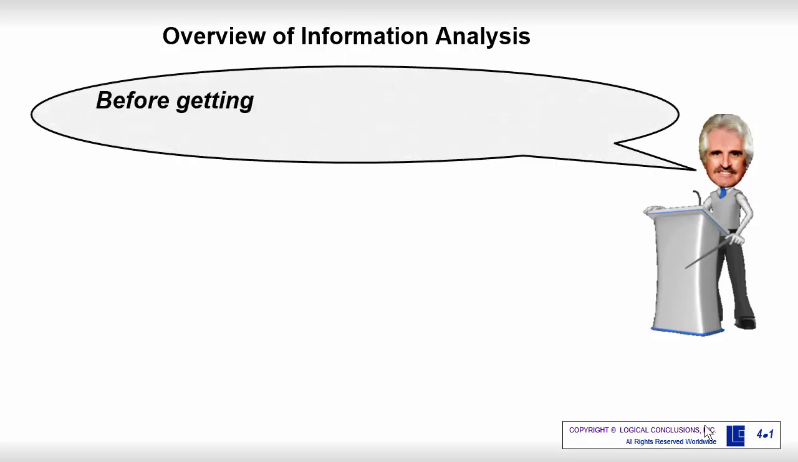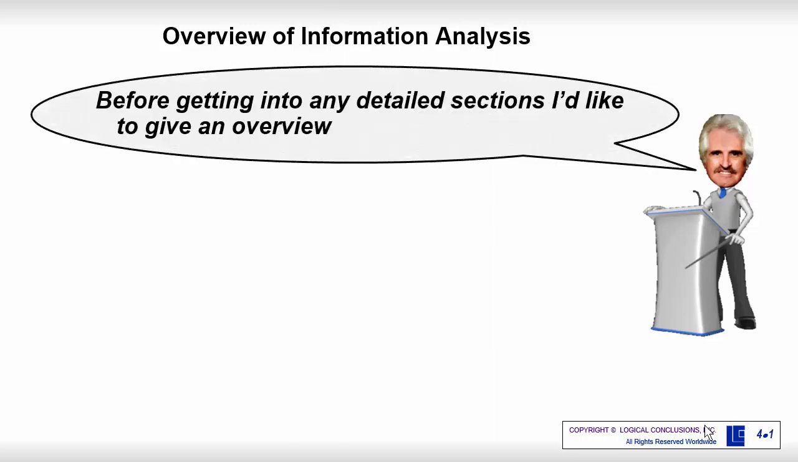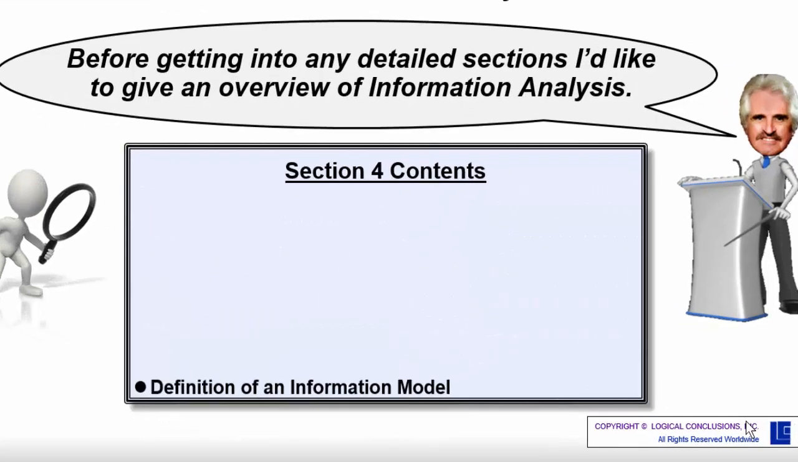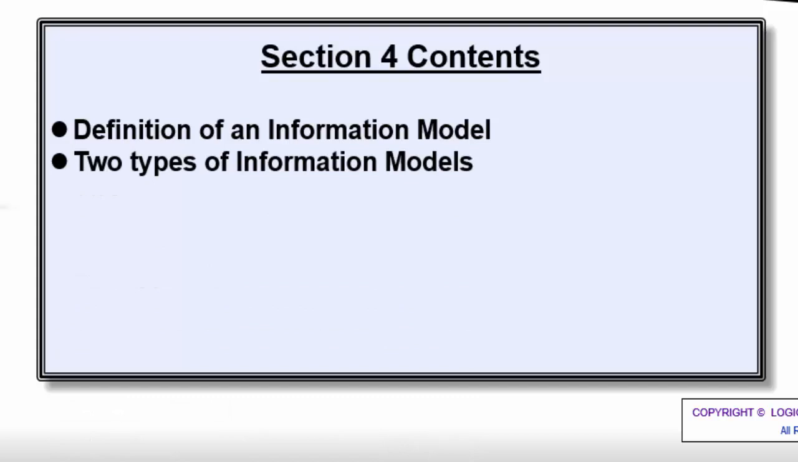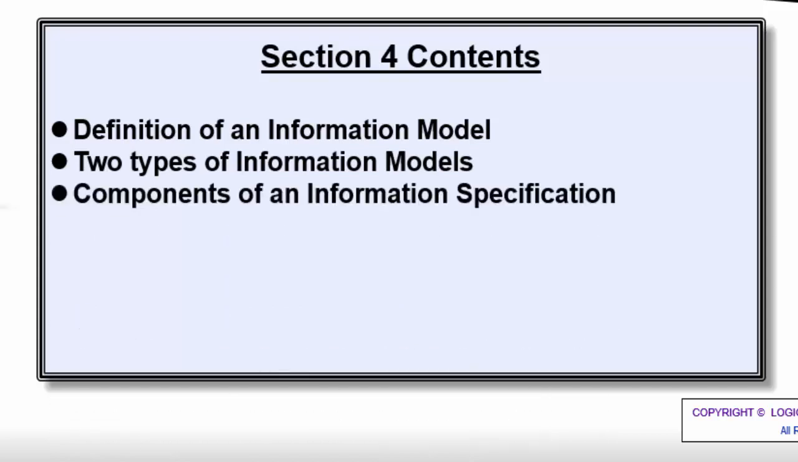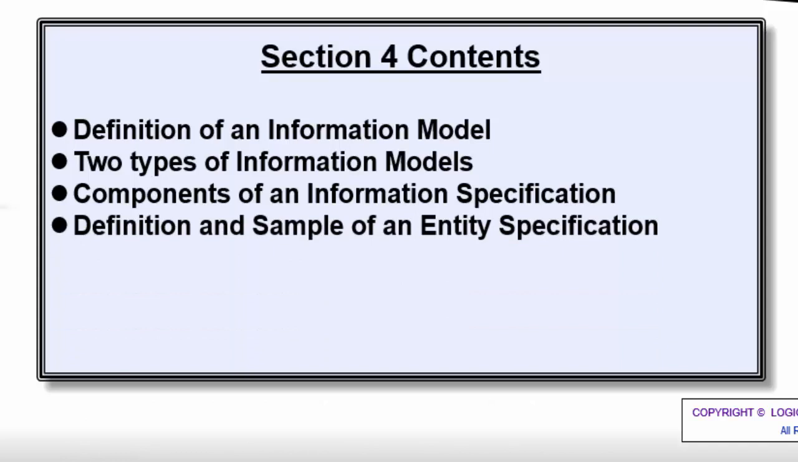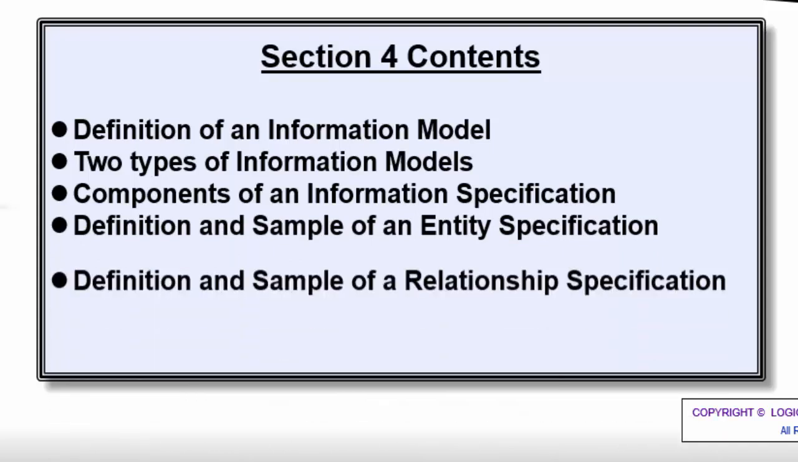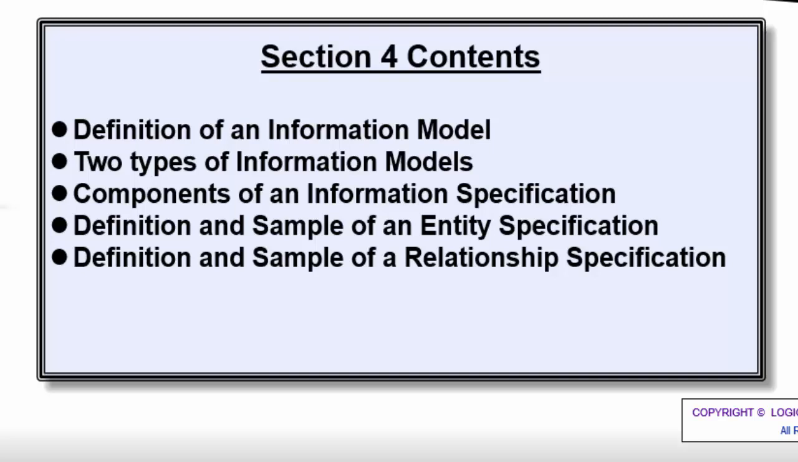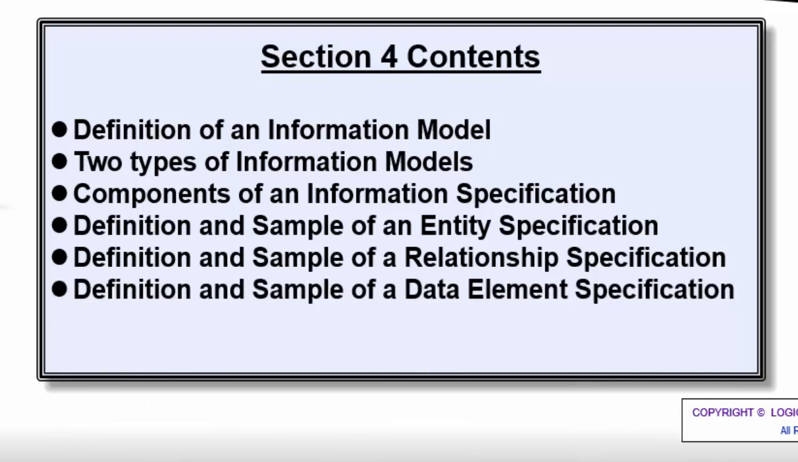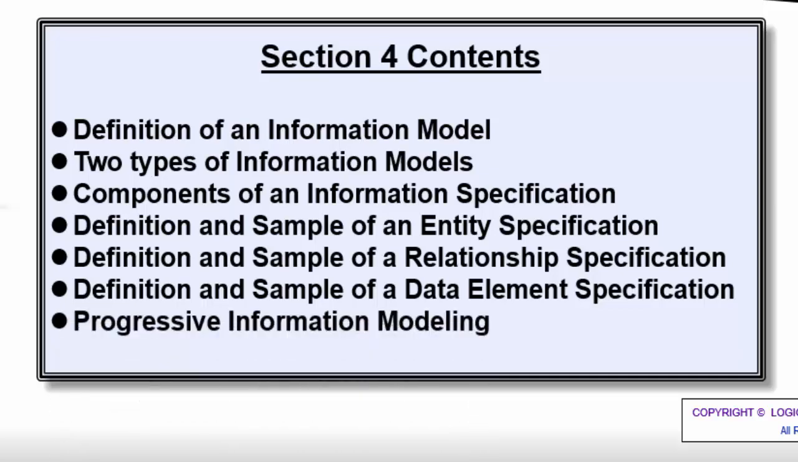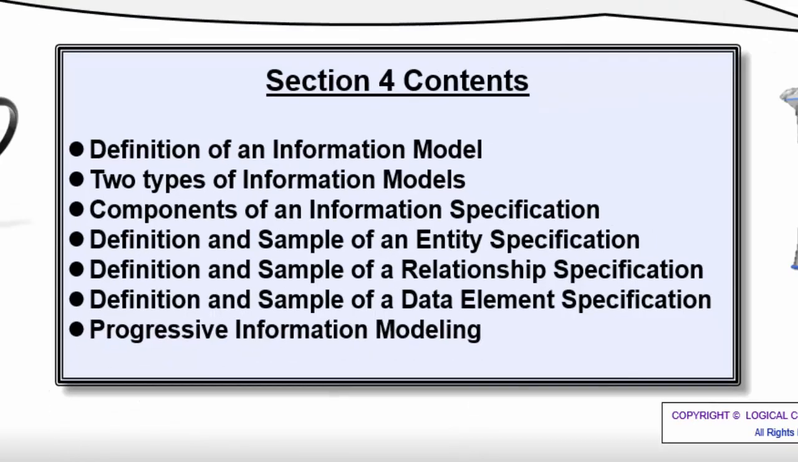Before getting into any of the detail sections, I'd like to give an overview of information analysis. In this section, we'll cover the definition of an information model, two types of information models, components of an information specification, definition and sample of an entity specification, definition and sample of a relationship specification, definition and sample of a data element specification, and progressive information modeling.